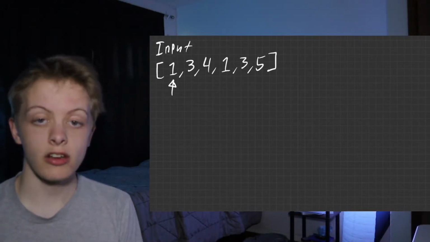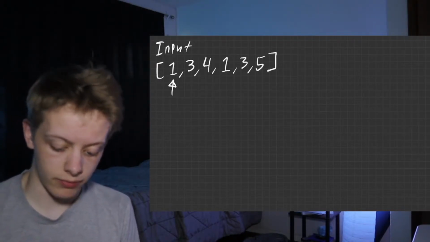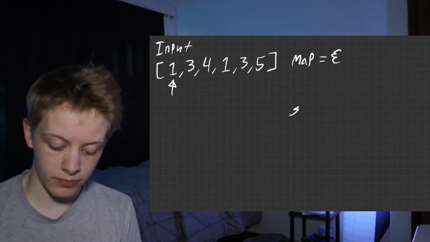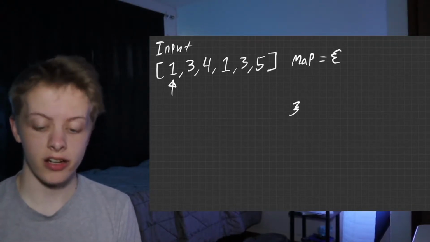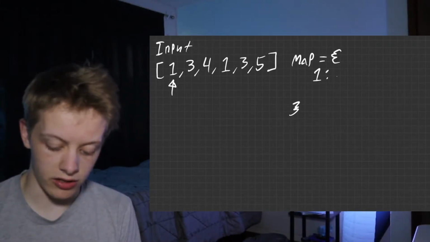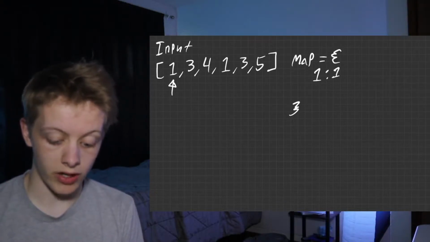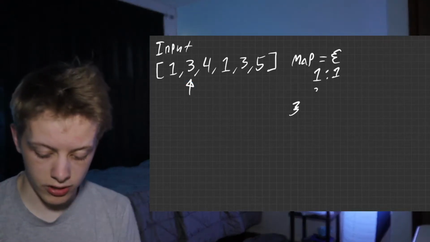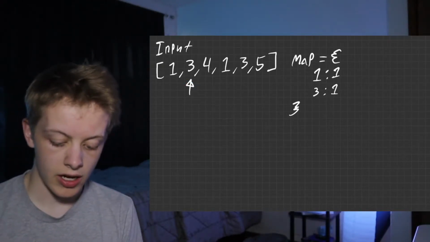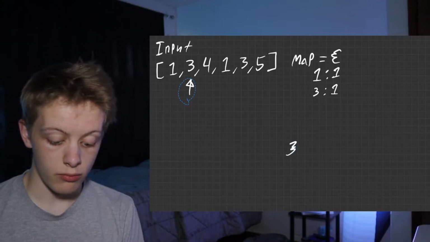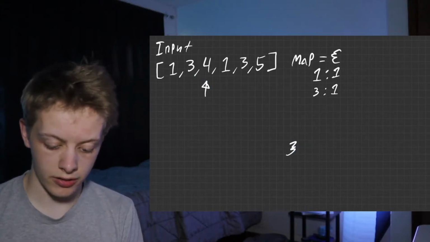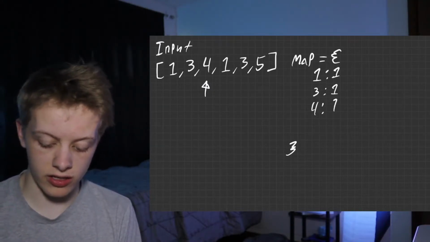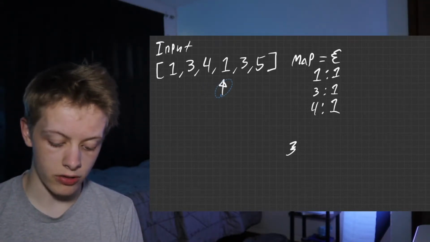So let's go through and see what our hash map would look like. We're going to initialize our map to an empty hash map. We're going to see our 1. It's not in our hash map, so we're going to initialize its value to 1. Now we're going to move our pointer forward, going to the 3. We haven't seen a 3 before, so we're going to initialize it to 1. Now we're going to move forward, go to our 4. We've never seen a 4 before, so we're going to initialize it to 1. Now move forward, we're going to see the 1.